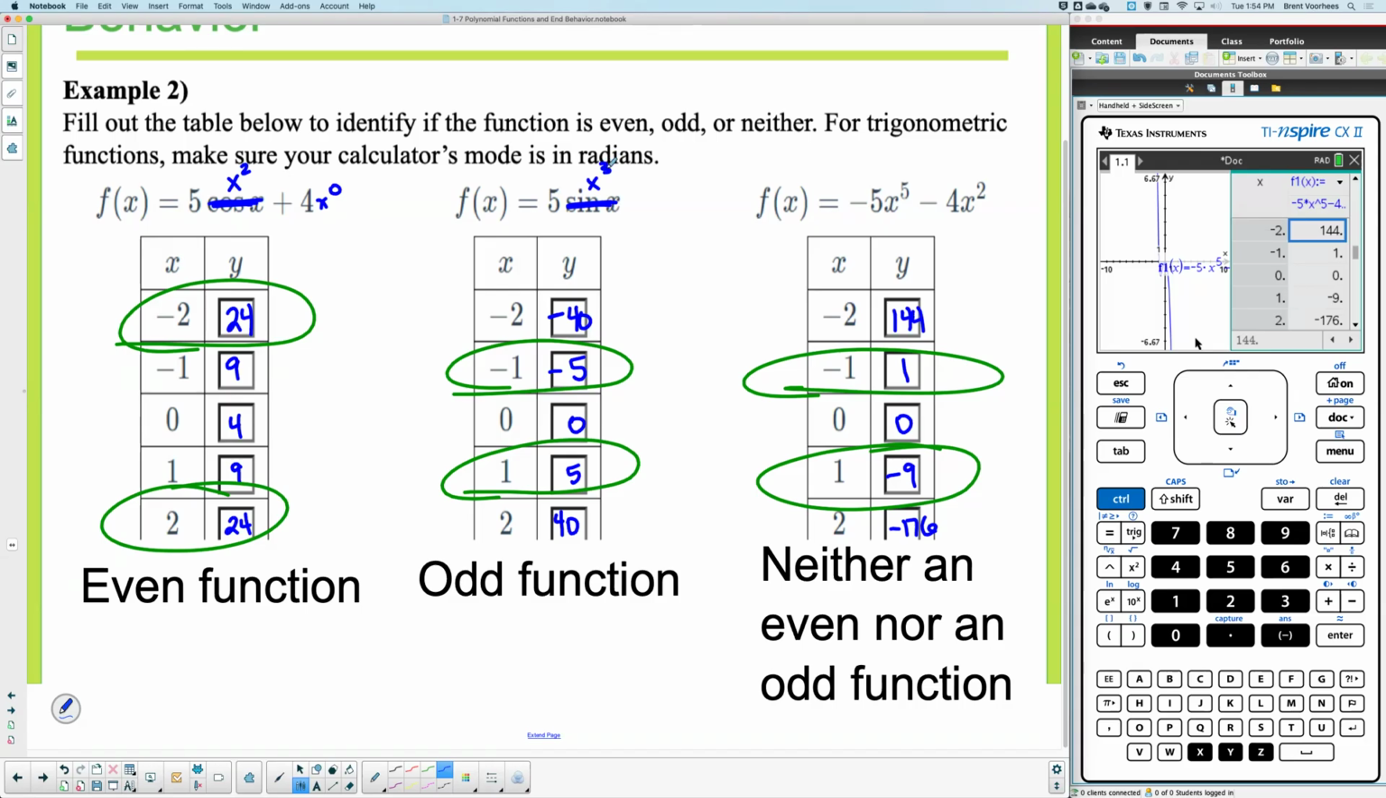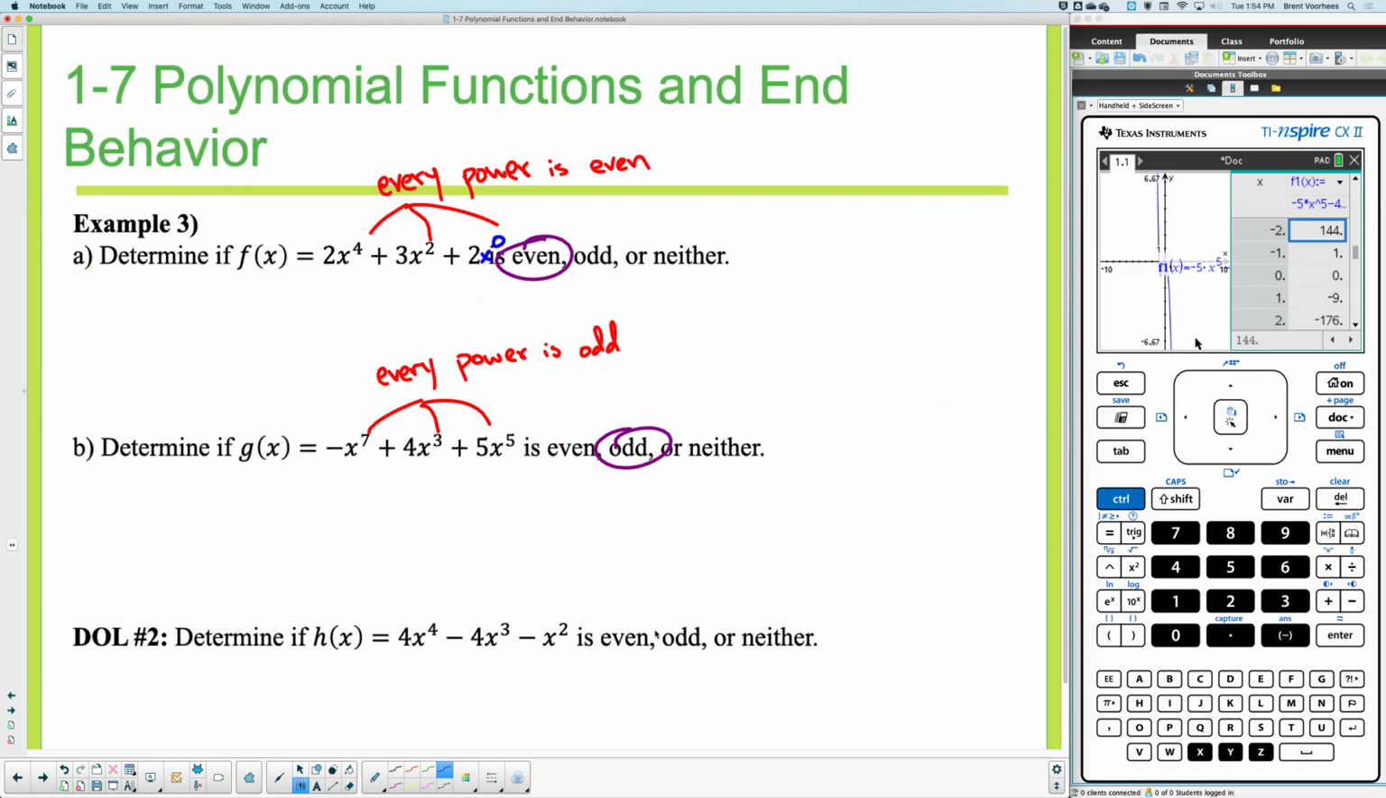Here, I only had 1 power. It was a 3. 3 is an odd number. That's an odd function. And this one had a power of 5 and a power of 2. Therefore, since 1 power is odd and 1 power is even, this is neither. I mean, you can go back and check it, and you'll see that that always works.